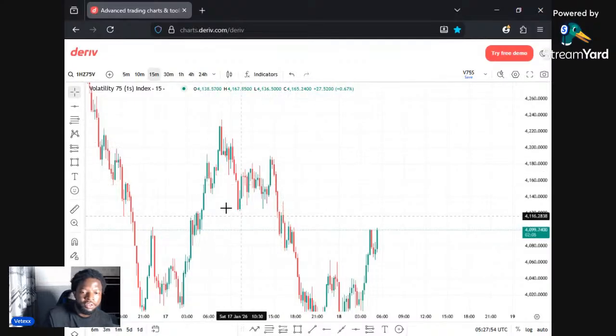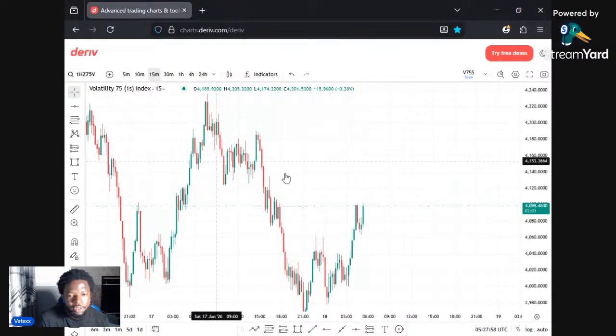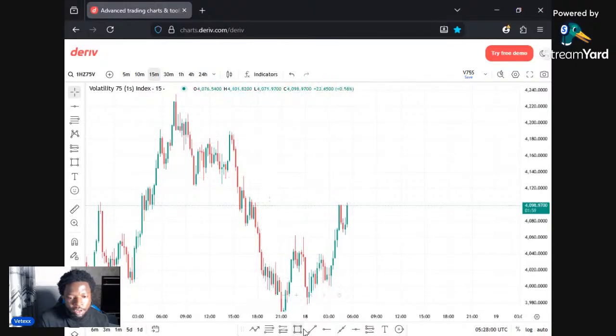Looking at the 15 minutes time frame, I'm having something like this. I can see something like a sweep right here, a break of structure, sorry. But first of all, this is our first sweep of liquidity. We have our sweep of liquidity here.